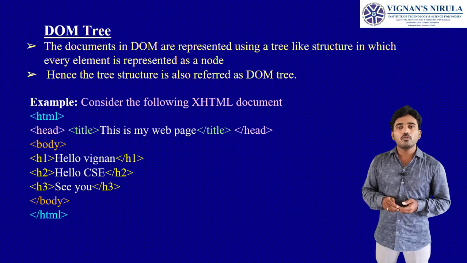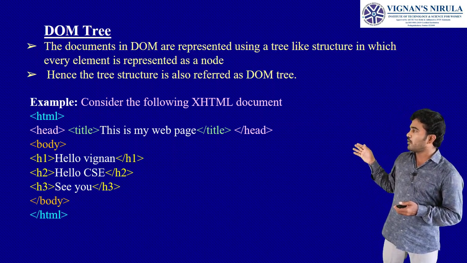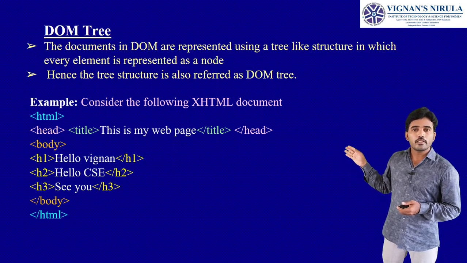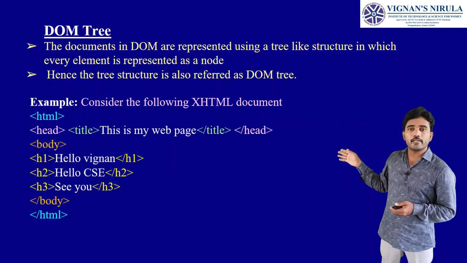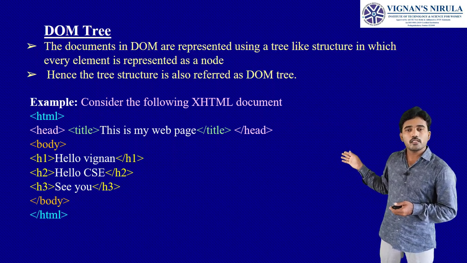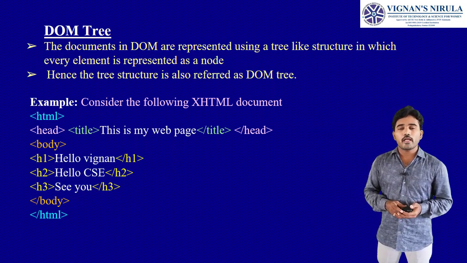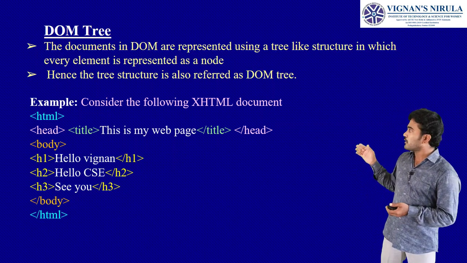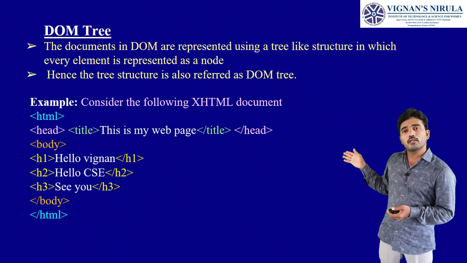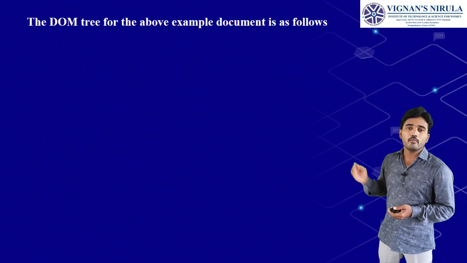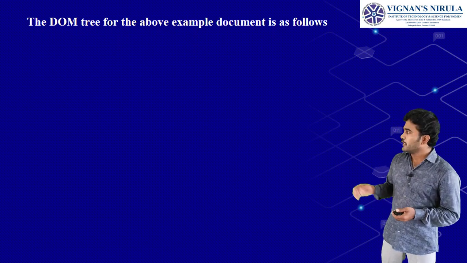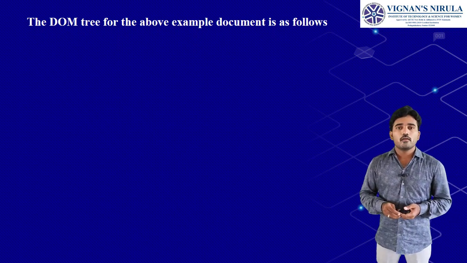Understood? So coming to the example here, consider the following HTML document. Inside the head section I have used a title, that is, this is my web page, and in the body I have used three child elements, that is H1, H2 and H3. Those three are the headings, and those three have their own corresponding data. Understood? Now we will write the document object model tree, that is, a DOM tree, for this HTML document. In that previous example, the HTML document is the root node.